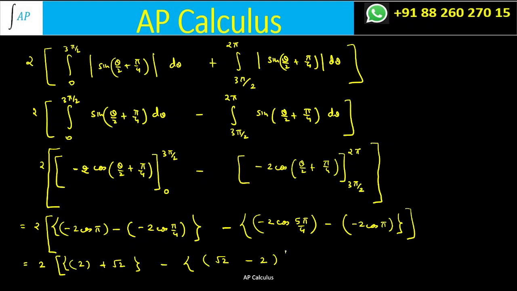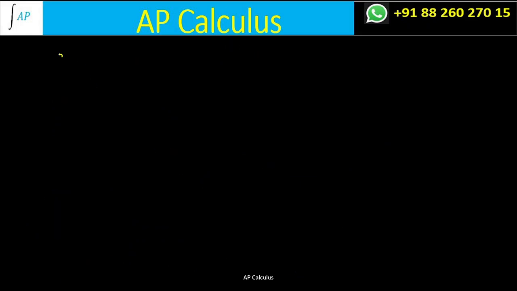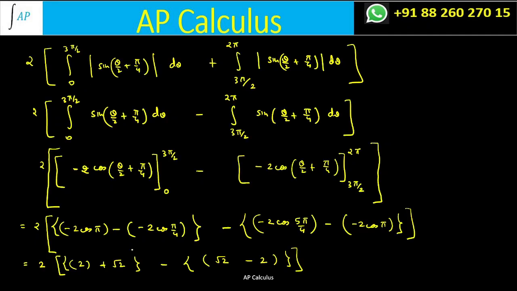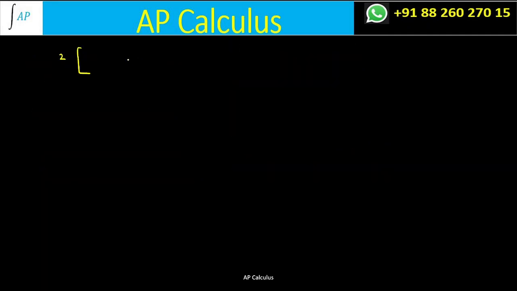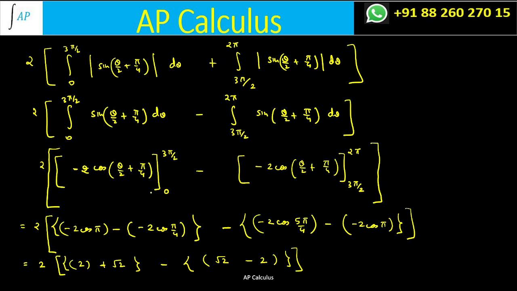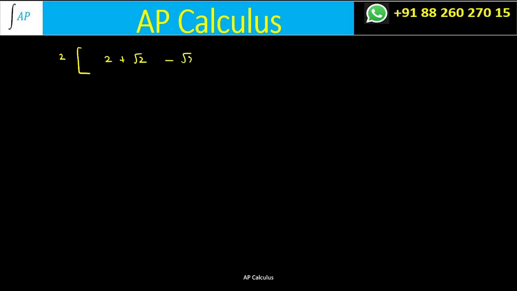Okay, that's it. Now if we are going to solve it again, so you can see this will be 2 outside. Now what is there? 2 plus root 2 and minus root 2 plus root 2. When you open the bracket, it is minus root 2 plus root 2. This root 2 will also get cancelled, and 2 plus 2 is 4. So 4 times 2 is 8. So that is going to be the final answer.